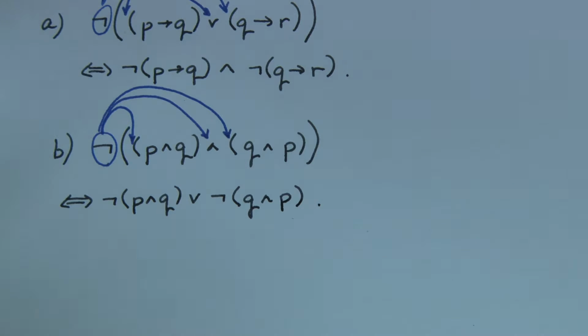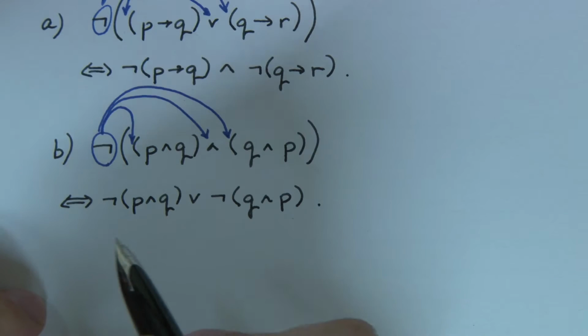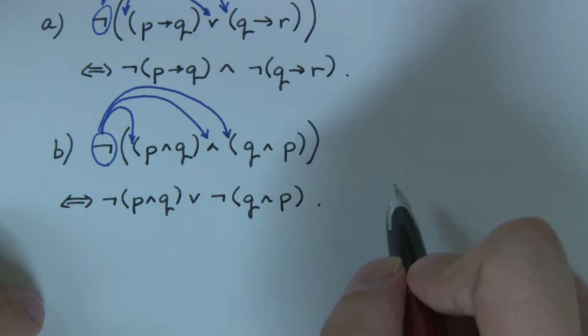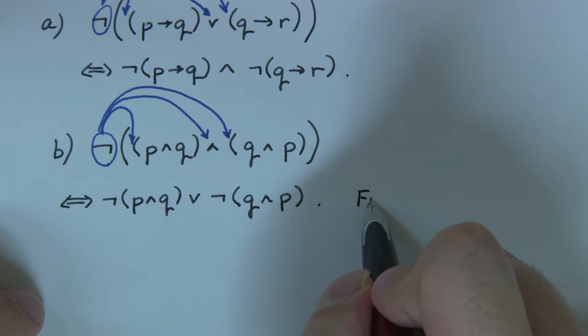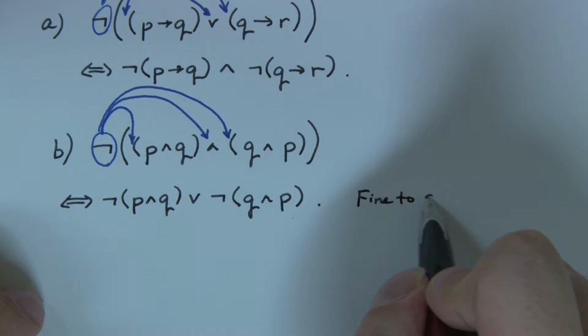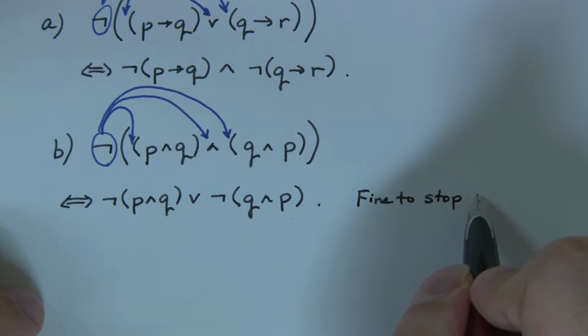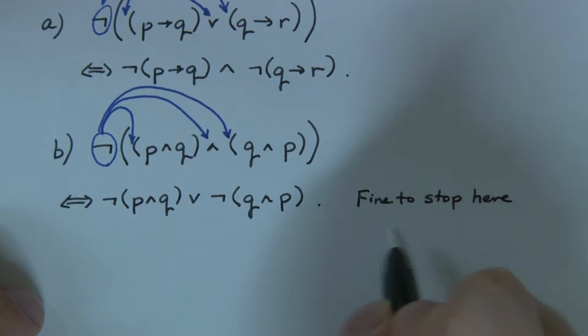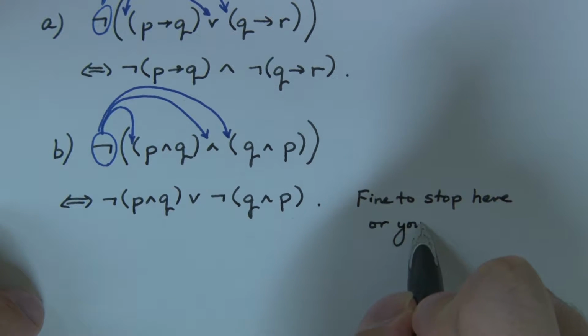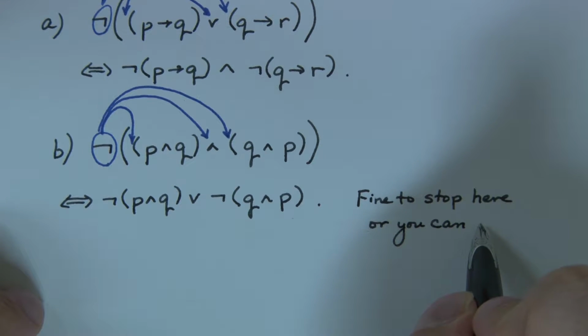So you could stop there, and this is completely satisfactory. We've applied De Morgan's law. The other thing we could do is keep going. So it's fine to stop here, or you can still continue.